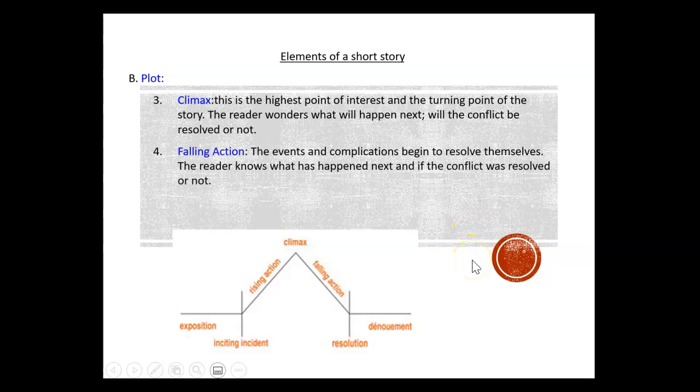4th is falling action. The events and complications begin to resolve themselves and the reader knows what has happened next and if the conflict will be resolved or not. 5 is the denouement, which is the final outcome or untangling of the story, which usually comes right after the resolution. You will see also inciting event, often listed as well, which is the singular event which starts the conflict. Note that while most stories have all these parts, you don't actually have to have all of them.